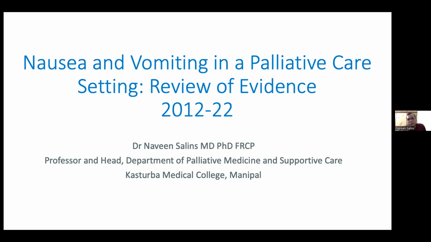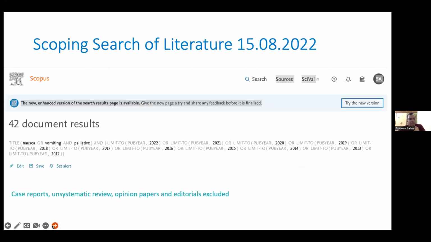And also, I looked at evidence for only the last 10 years. I haven't looked before 10 years. So from 2012 to 2022, what has been the evidence and how would it inform our practice? I used the Scopus database to search the literature, and I did this search on 15/8/2022. Unless there is a new paper that has come in the last 2 days, this is as current as it can get.